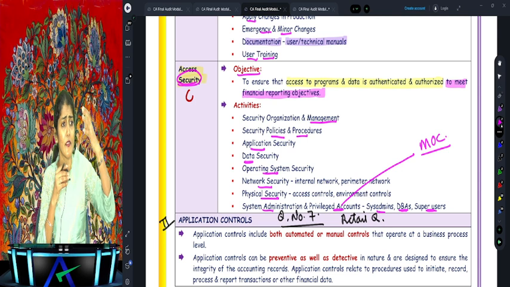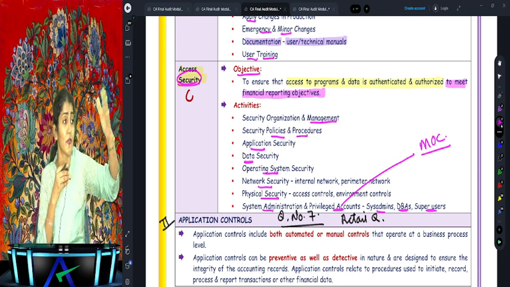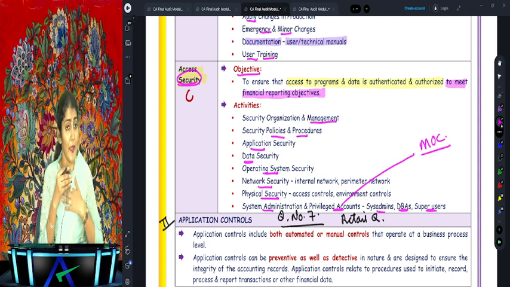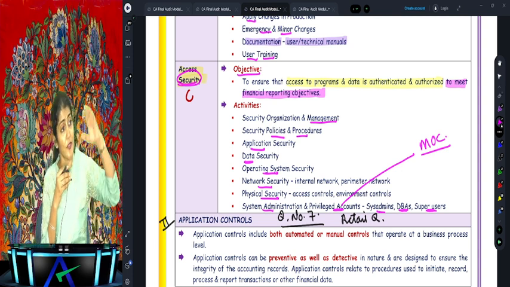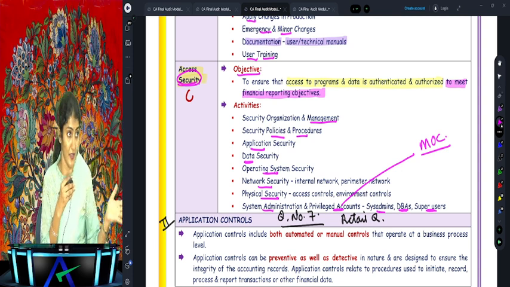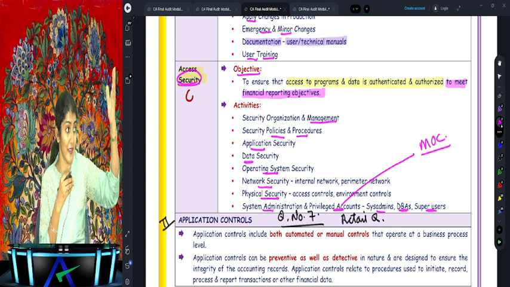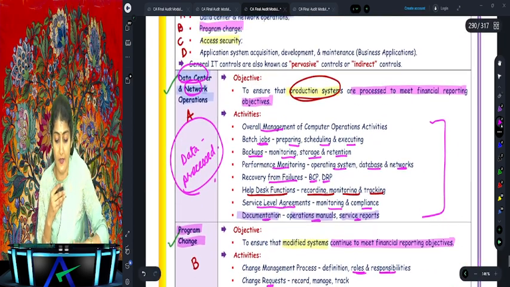Super users like the CEO, CFO, they have access to every part of the application of the company. If I am purchase manager, I will have access only to the purchase module. But if I am the CEO of the company, I will have access to all modules of the ERP application, right? So that's a super user access, right? That's a super user access. Okay, right? So that is the access security control.